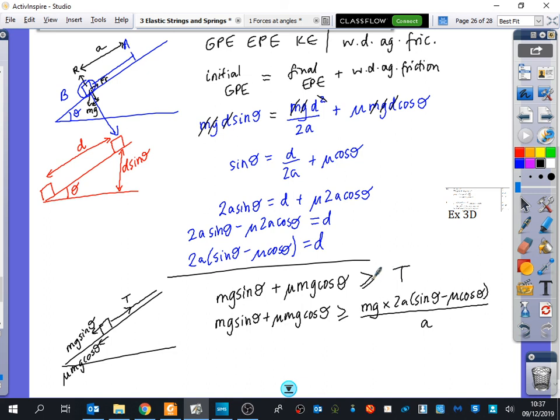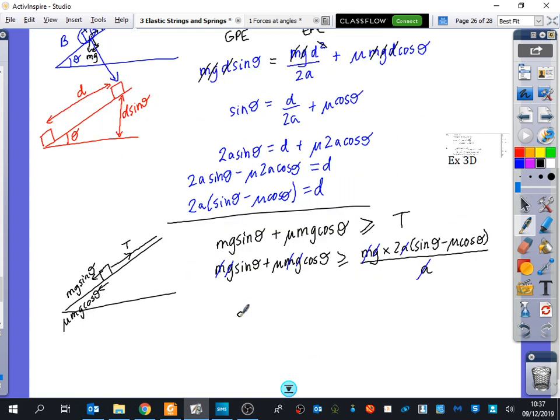So now we can see a lot of things are going to cancel here. The mg cancels. The a cancels. The mg cancels. And I'm going to rewrite this line so it looks a lot nicer, okay? We've then got sin theta plus mu cos theta is greater than or equal to 2 sin theta minus 2 mu cos theta. We need to move the sin over that side.